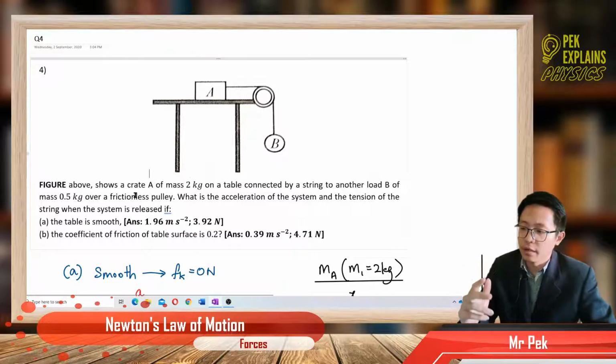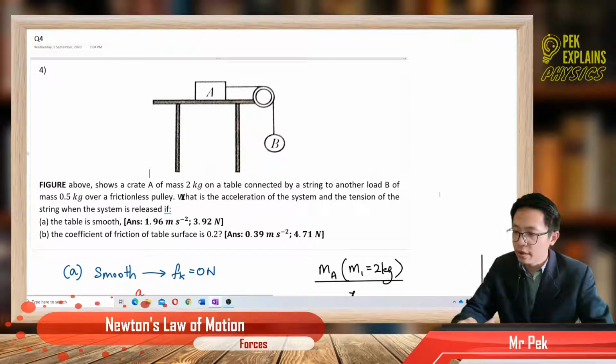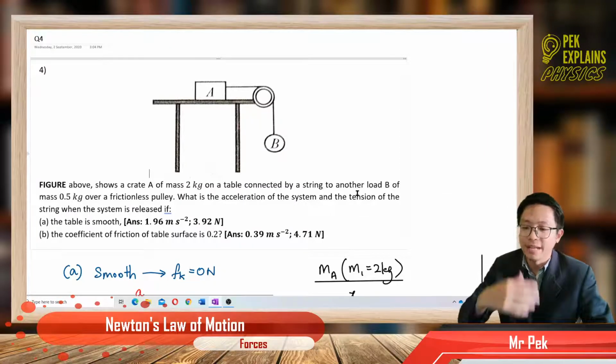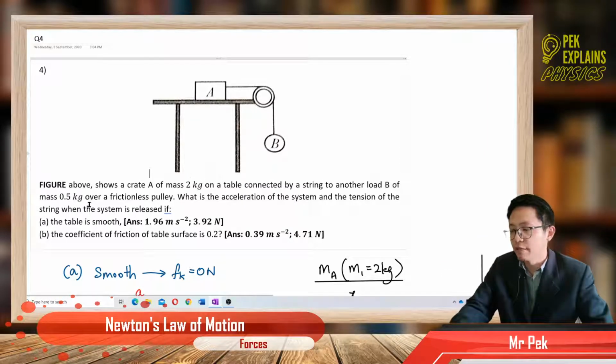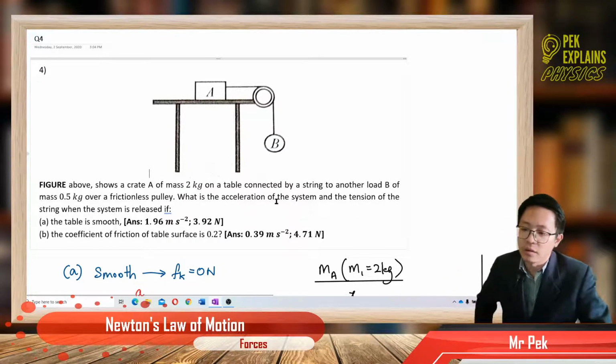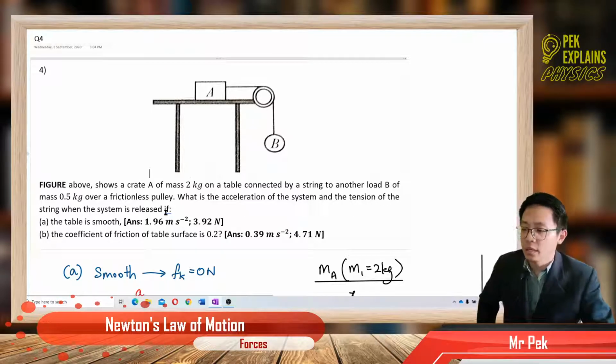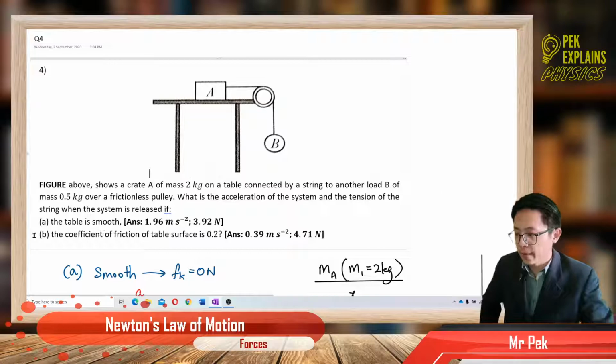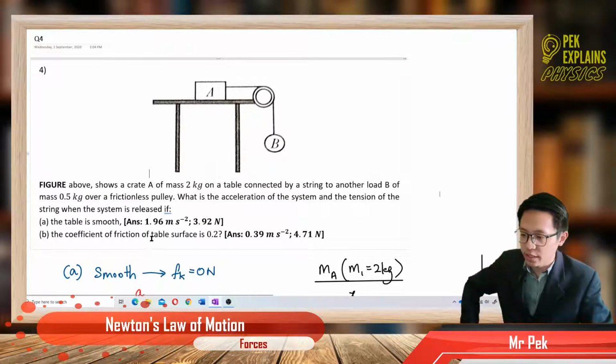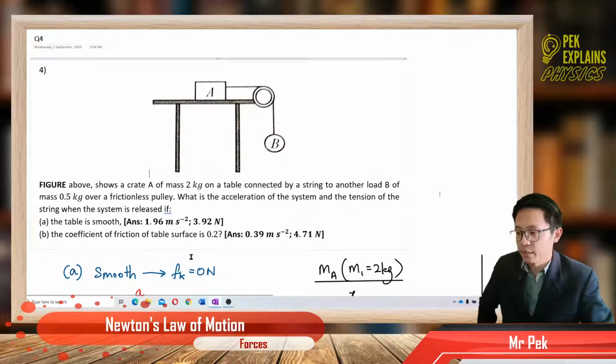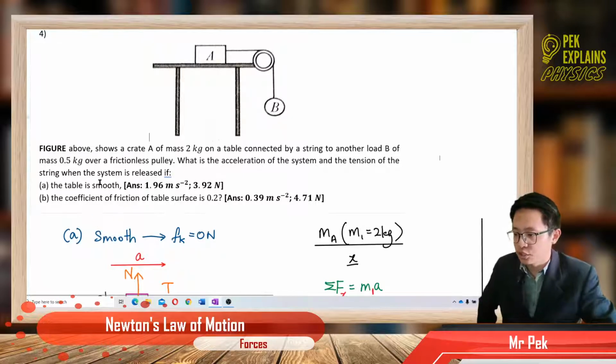Figure above shows a crate A of mass 2 kg on a table connected by a string to another load B of mass 0.5 kg over a frictionless pulley. What is the acceleration of the system and the tension of the string when the string is released if A. The table is smooth, means it has no friction. B. The coefficient of friction of table surface is 0.2. This one has friction. So we do part A. Part A, he says smooth. Smooth means no friction. Friction is 0.